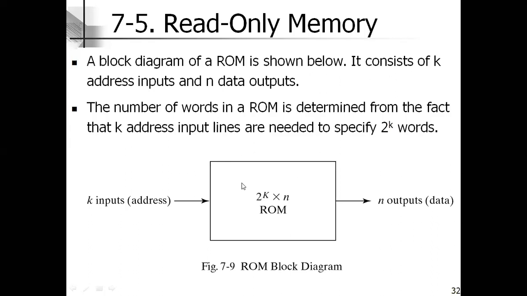So the number of words in a ROM is determined by using the k address input lines. If there are k address input lines, we can specify 2 power k words. This is the ROM block diagram. You pass the k address input lines and it produces the n outputs, that is nothing but data. You give the address and it produces the data as output. Totally, how many words does it specify? 2 power k words, that is 2 power k by n.